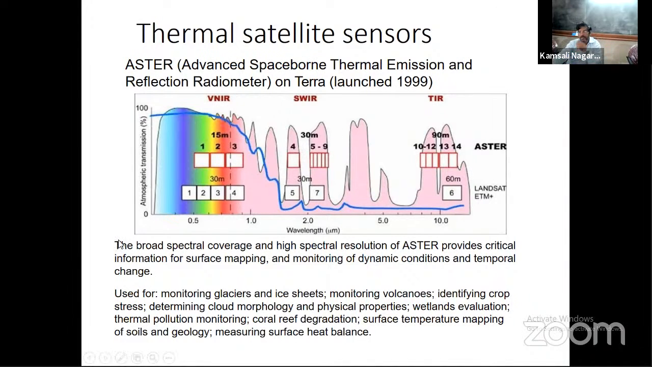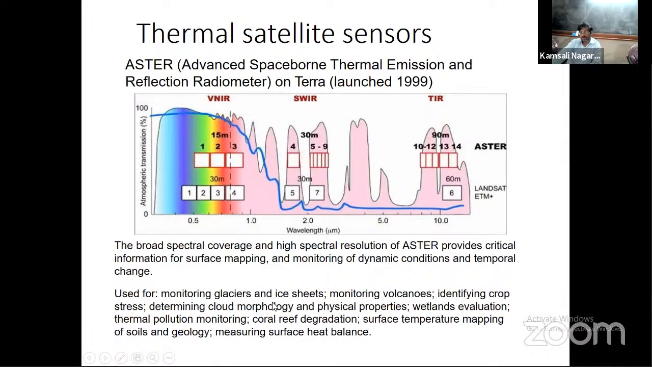It has good space coverage for surface mapping and monitoring of dynamic conditions and temperature change. Here, these are used for monitoring glaciers, the movement of glaciers and ice sheets, and monitoring volcanic eruptions whenever they occur, and identifying crop stress. Crop stress is whether the crops are healthy or not. They can even estimate the growth of the crops from satellites, even though they are at a greater height of a few hundred kilometers.